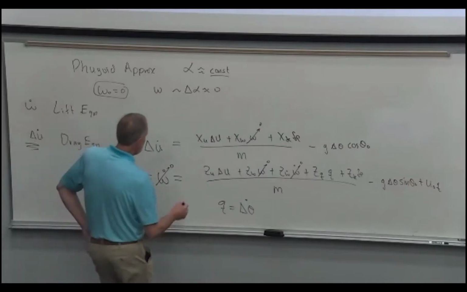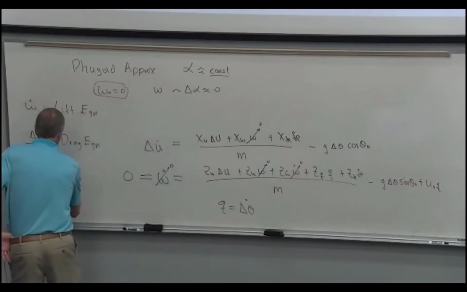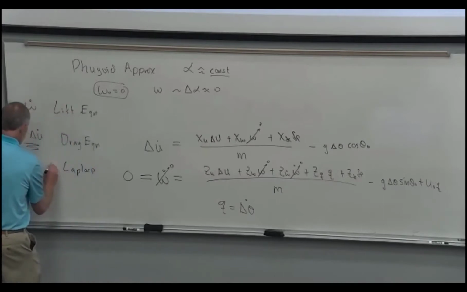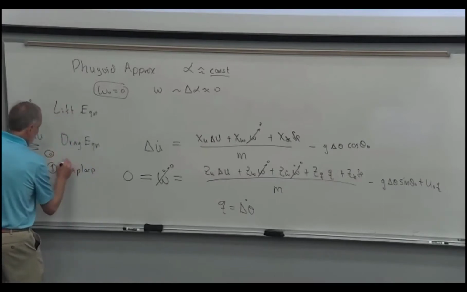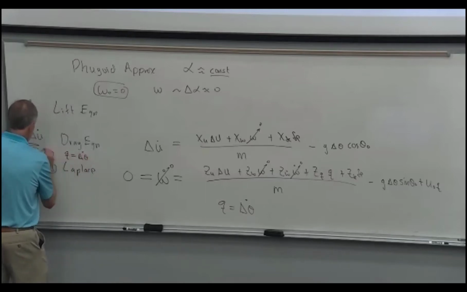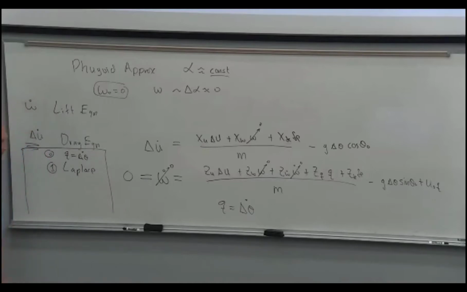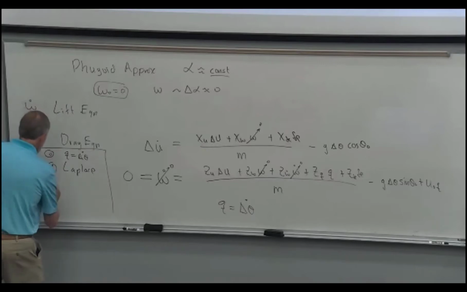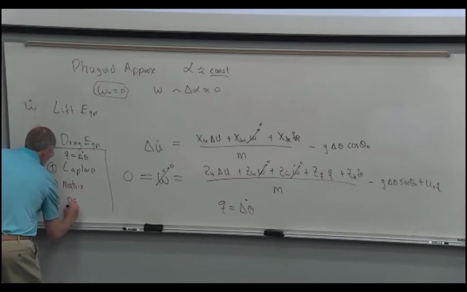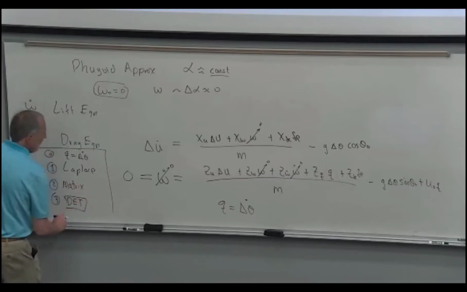So make sure before you Laplace, so step 1 is going to be Laplace, but I guess step 0 is to plug in, everywhere you see Q, plug in delta theta dot. And the homework walks you through this. So you plug that in, you Laplace, you put it into the matrix, and then you find the determinant. And the determinant's going to be easier because there's less terms.